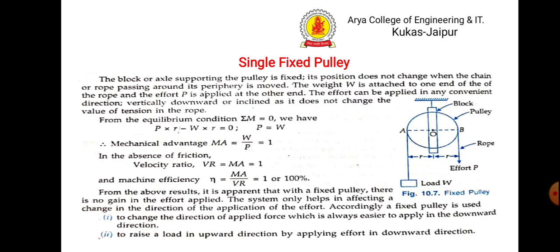So this is the fixed pulley. In this fixed pulley, the pulley is fixed. At one side we apply the effort, and at the other side the load which is to be lifted is attached. So as in the figure, if we take the equilibrium condition, that is moment equals 0 about its center O, then P into R minus W into R will be equal to 0. So P equals W. Mechanical advantage will be W by P, which is 1. In the absence of friction, efficiency will be equal to 1, hence velocity ratio will be equal to mechanical advantage, which is equal to 1.